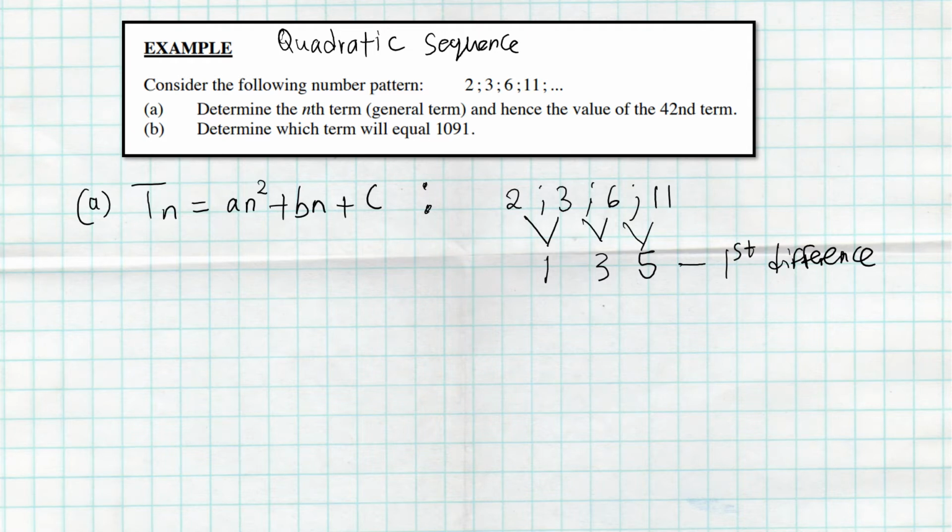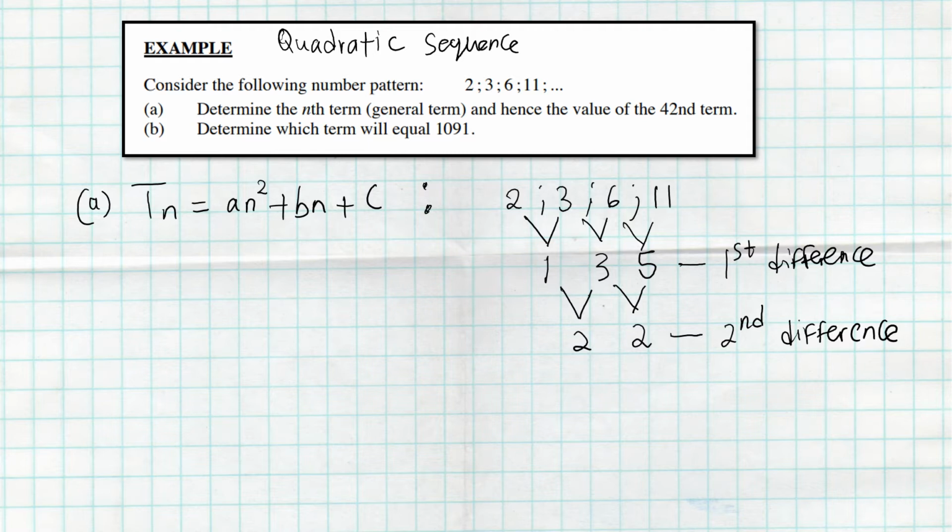So don't forget, in a quadratic we have a common second difference. So we must get the second difference. 3 minus 1 is 2. 5 minus 3 is 2. So this is our second difference, and you can see the second difference is the same, it is 2.